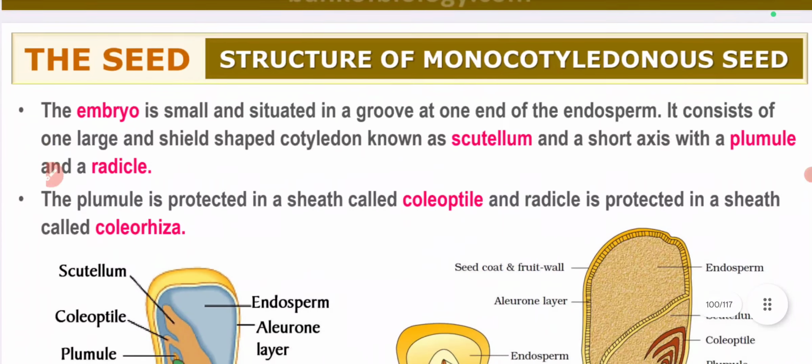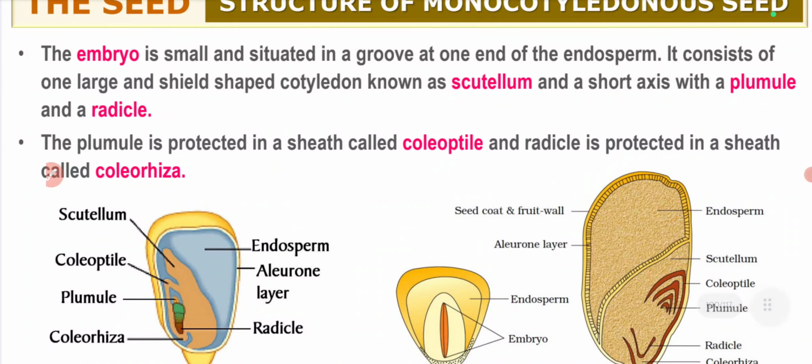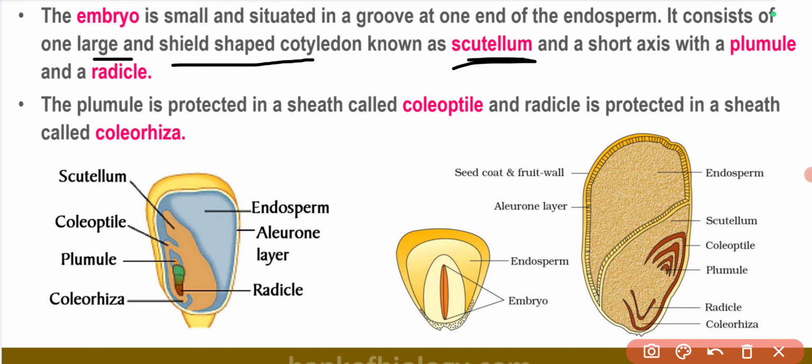Next, the embryo is small and situated in a groove at one end of the endosperm. As you can see, the embryo is small. It consists of one large and shield-shaped cotyledon known as scutellum. Here it is labeled scutellum. This one is your NCERT diagram, scutellum.